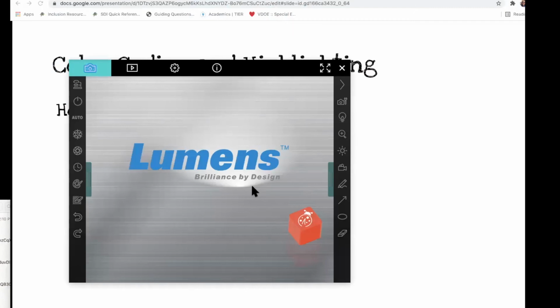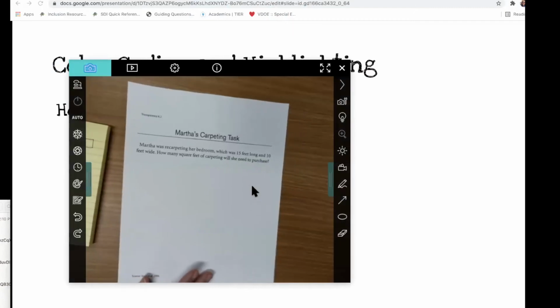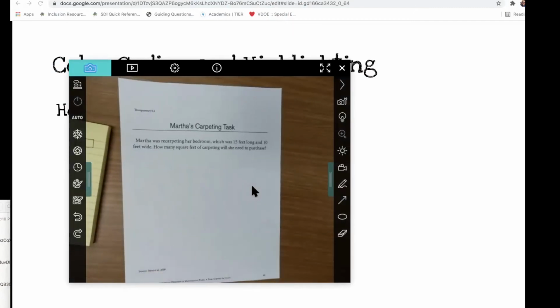This is a carpentry task, so this could be something that can actually happen in real life. We have this little task and she's going to recarpet her bedroom. So maybe you want to recarpet your bedroom. She has a bedroom that is 15 feet long and 10 feet wide. How many square feet of carpeting will she need to purchase? So she's going to go to Lowe's and purchase this.